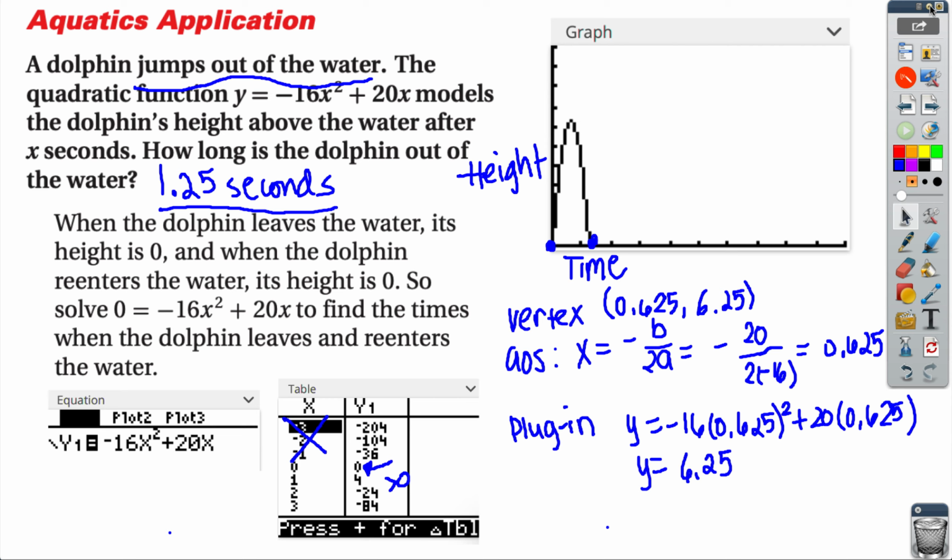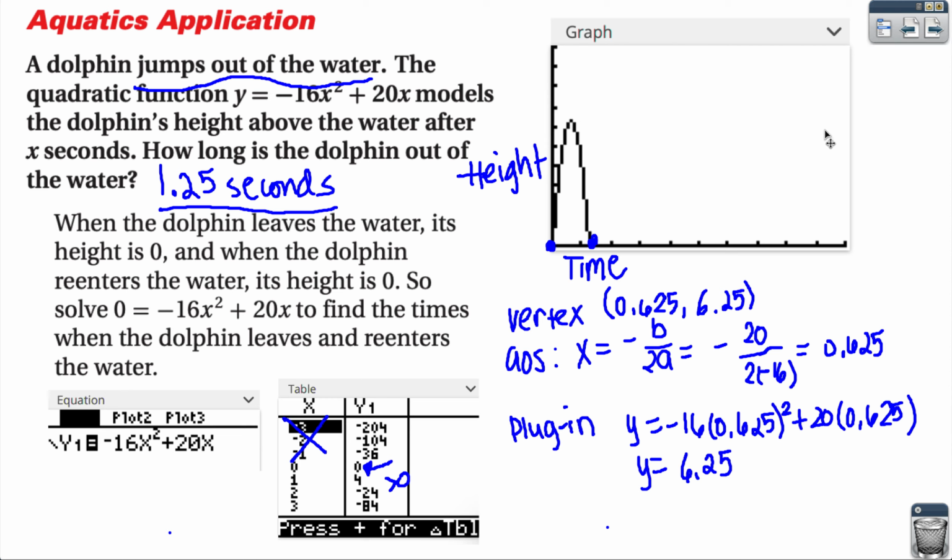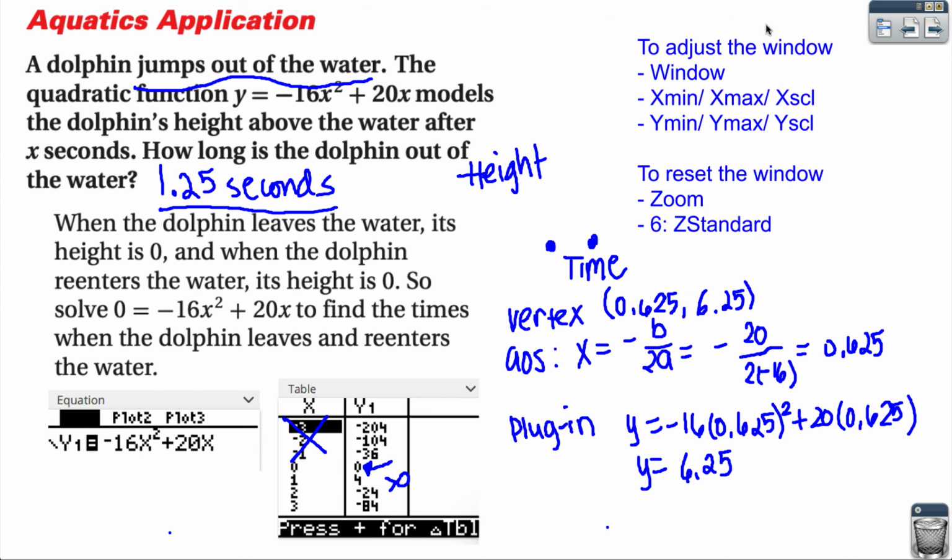Your calculator will not look like this when you hit graph. You know this. The x and y axis are in the middle. So you'll have to do some tweaking. You need to do some adjusting. So let me show you right here how we can do that.